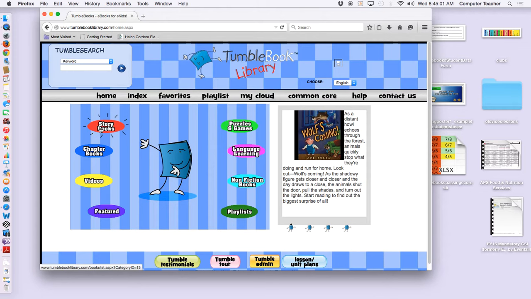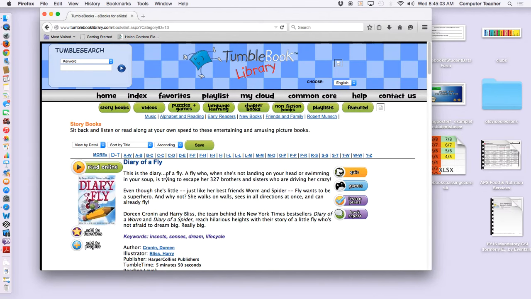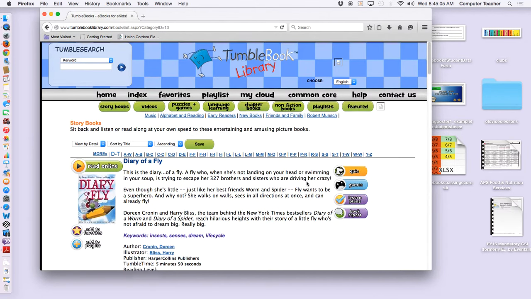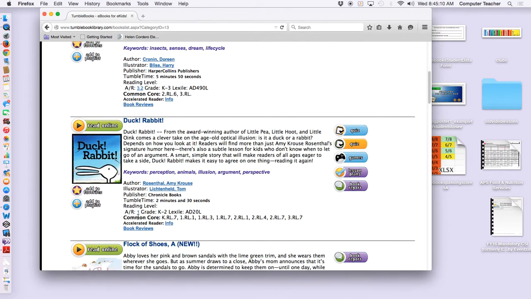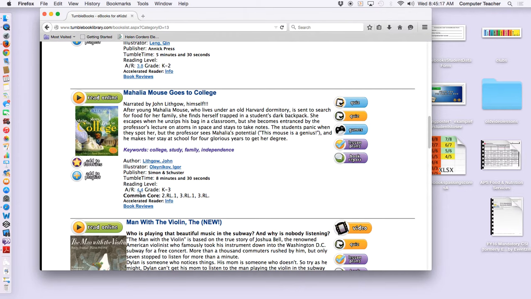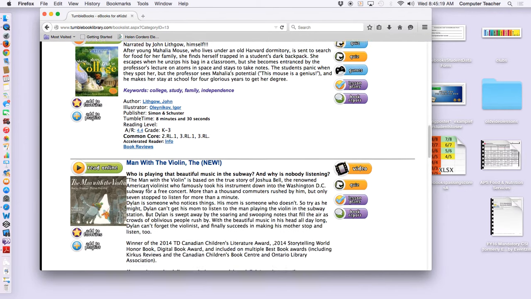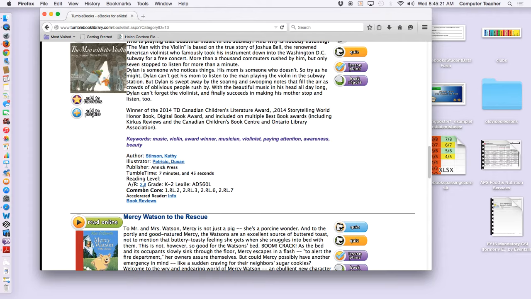So let's get over to our story. Let's just do this one. Oh, and the other thing I wanted to show you are the reading levels. I've showed you this before. This one's a 3rd grade. This one is a 1st grade. This one is the 3rd grade. Do you see these numbers right here? What grade level is that? 4th. Here's a 2nd grade.